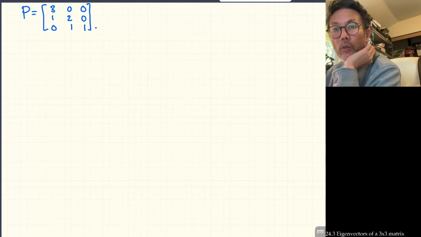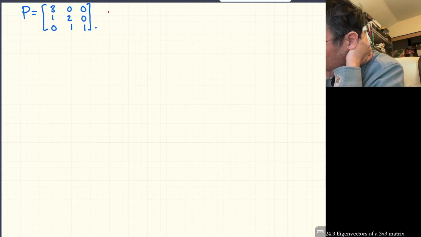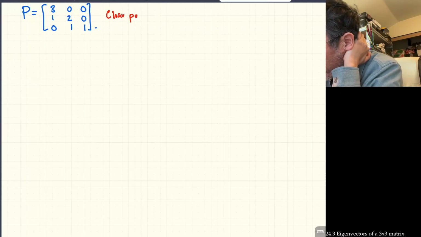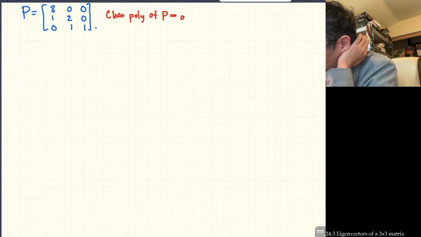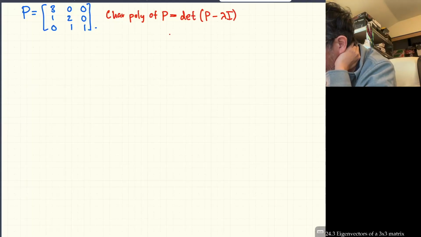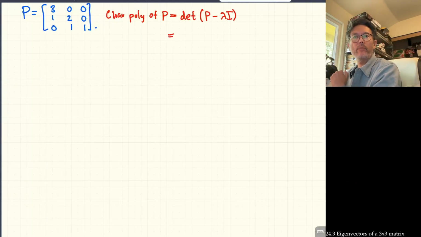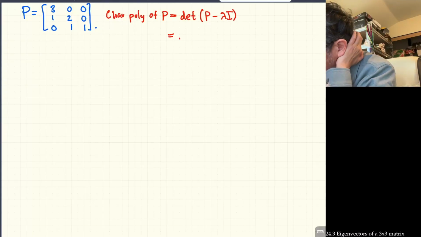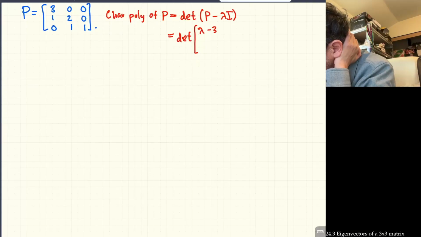And what we're going to do first is write down its characteristic polynomial. So the characteristic polynomial of P is, by definition, the determinant of P minus lambda times the identity. Okay? That means we just take P and subtract off lambda from each of the diagonal entries. So we're talking about the determinant of the 3 by 3 matrix, lambda minus 3, 0, 0, 1, 2 minus lambda, 0, 0, 1, and then 1 minus lambda.